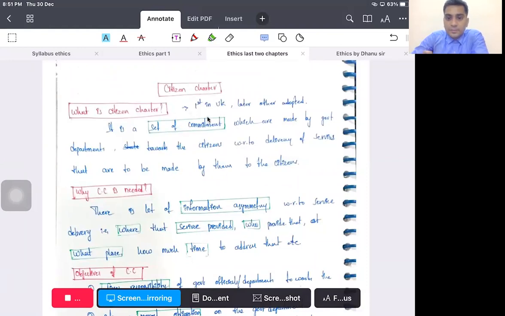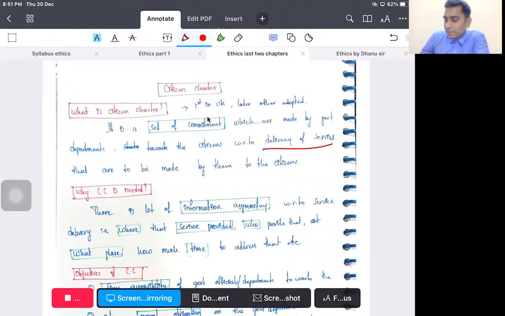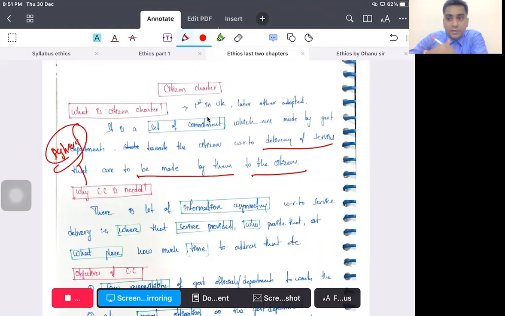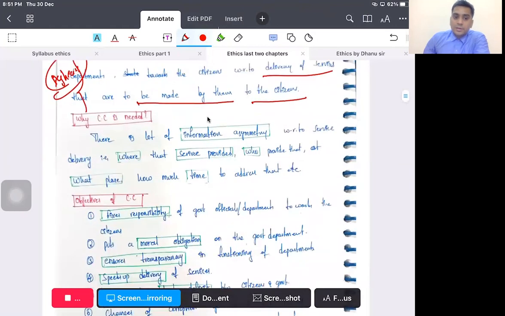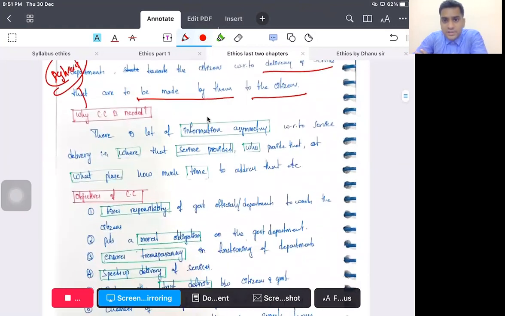It is a set of commitments which are made by the government departments towards the citizens with respect to delivery of services that are to be made by them to the citizens. So learn this by heart at any cost. Learn these 20 sentences by heart, that will be helpful for us when we are writing quickly, right? You can write that.